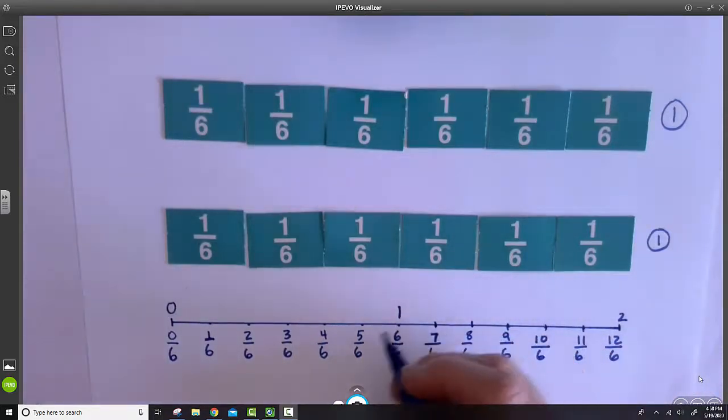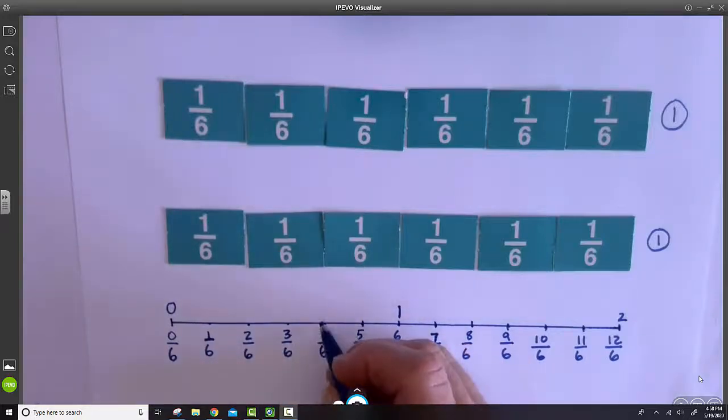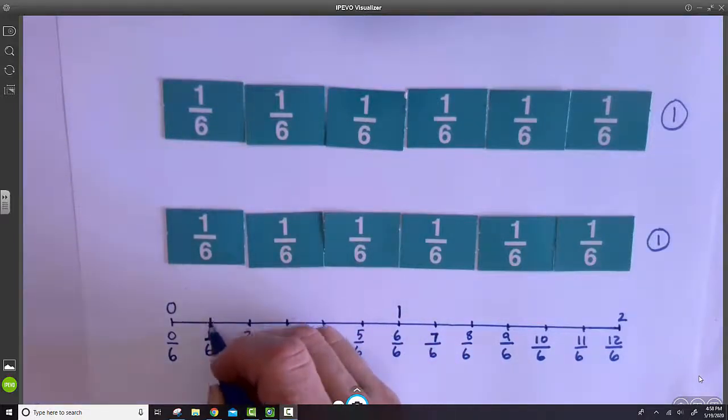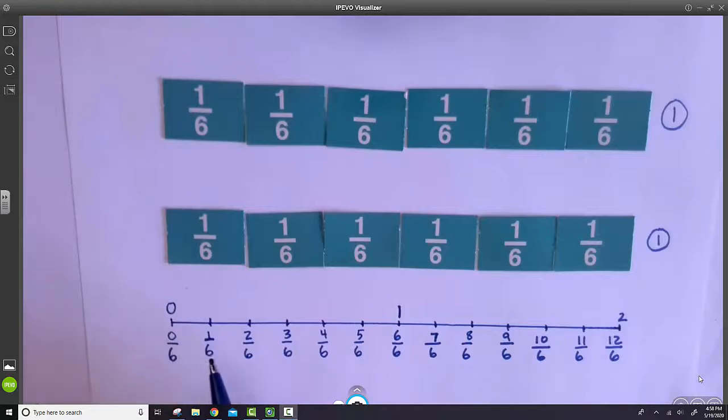So counting through our 6, let's start from the beginning. We have 0/6, 1/6, 2/6, 3/6, 4/6, 5/6, 6/6, 7/6, 8/6, 9/6, 10/6, 11/6, 12/6. It's a bit of a tongue twister. Let's work with our fractions and mixed numbers now. We'll write those across the top.